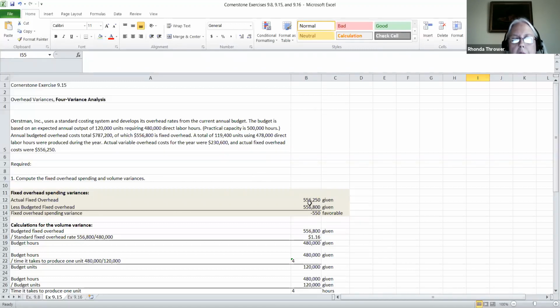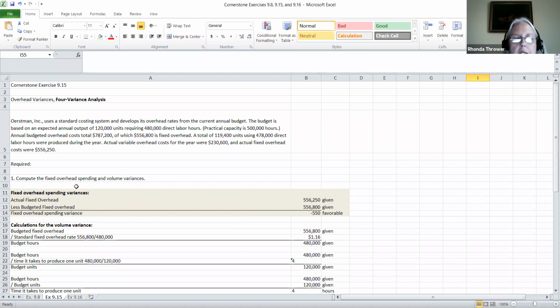So you just subtract the budget amount from the actual amount. And because the actual amount was less than the budgeted amount, we have a favorable variance. So on the fixed overhead spending variance, you're simply going to take your actual fixed overhead, subtract your budgeted fixed overhead from it, and that will give you the fixed overhead spending variance. All of your variances I've highlighted for you to make it a little easier to understand.